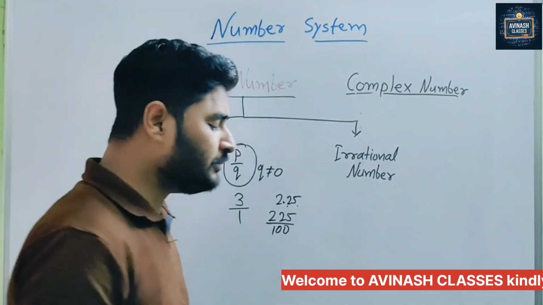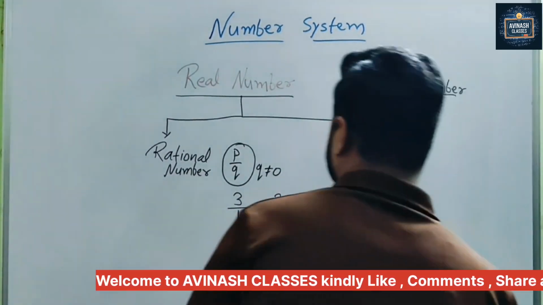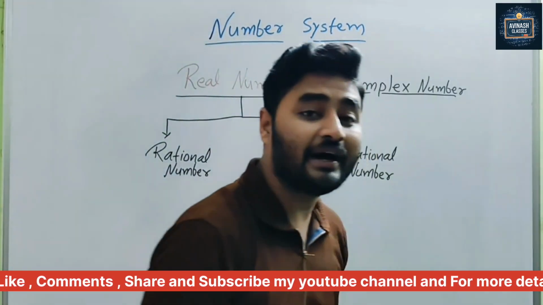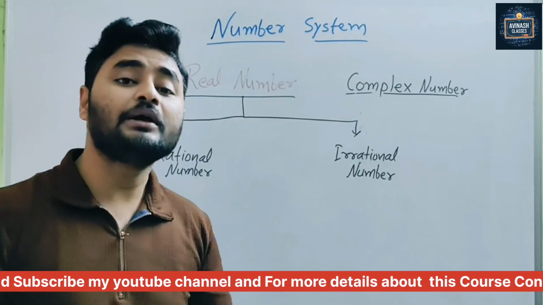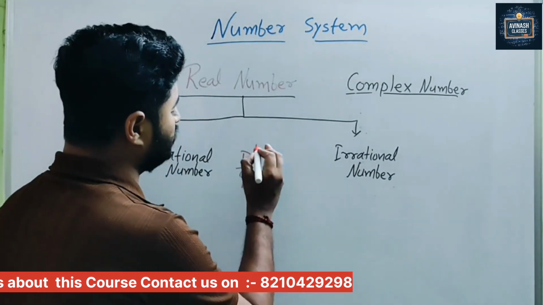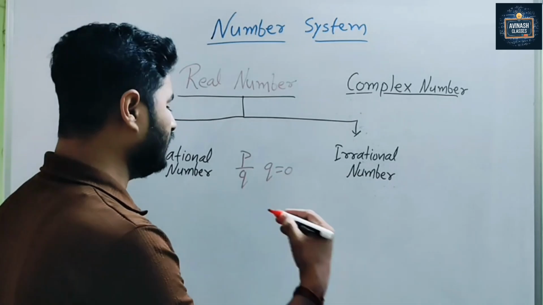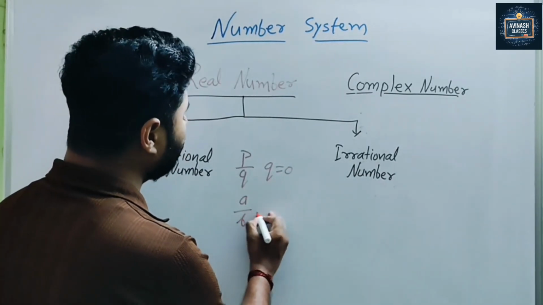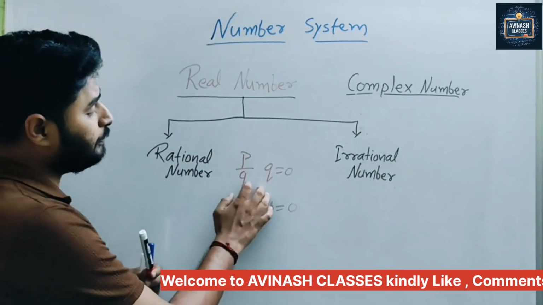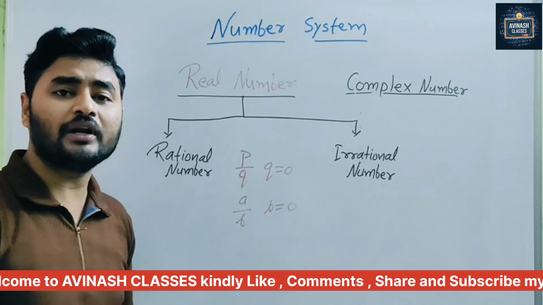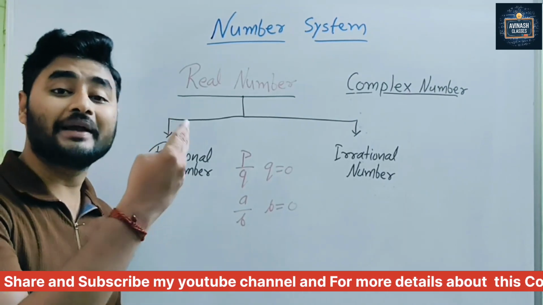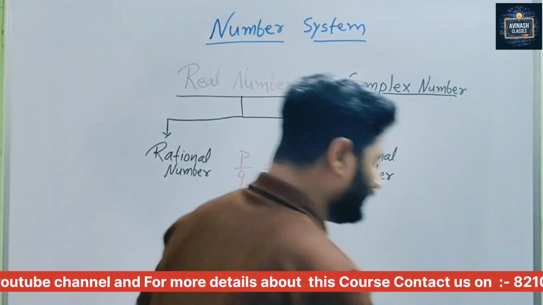So if anyone asks what is a rational number, how can you say it in very simple words? Sir, we can say the number which is in the form of p by q, where q is not equal to 0. You can say also a by b, where b is not equal to 0. Why? Because if q or b goes to 0, it makes it undefined. We have to make it defined only. So is this part very clear to you?